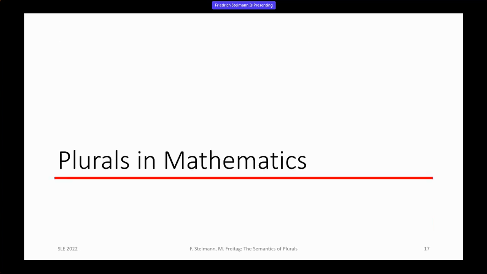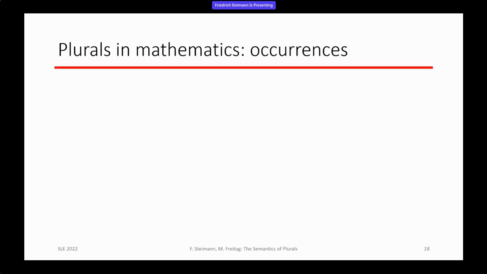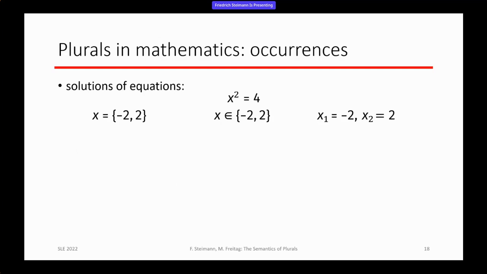So let's look at the mother of all languages, mathematics. Do we have plurals in mathematics? Oh, yes. The first occurrence of plurals is in the solution of equations. Here's a simple equation. And you learn in school, of course, that this equation has two solutions, -2 and 2. But how do you write this down? I have three alternatives. Let's have a look at the first on the left.